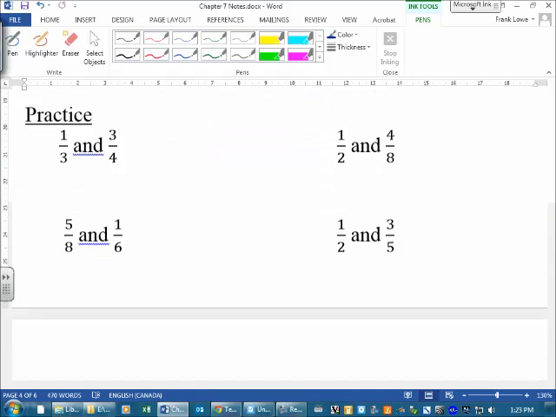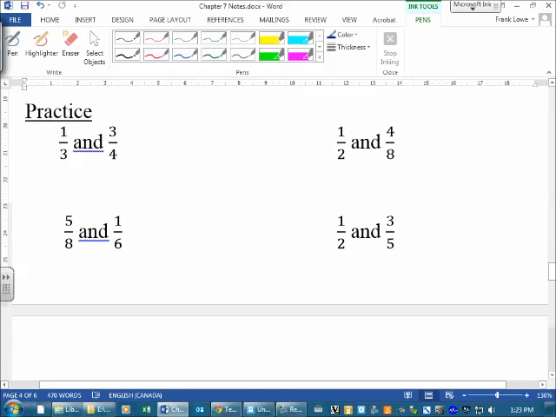Let's look at this one. I'm actually going to do the first one with you. For these two, we're going to find the lowest common denominator, and we'll do it this way. We're going to list multiples of 3 and 4. For 3 it is 3, 6, 9, 12. That's as far as I'm going to go. Well, I'll go on to 15.